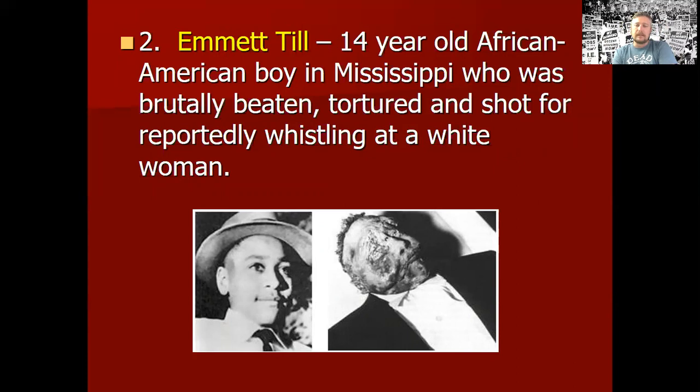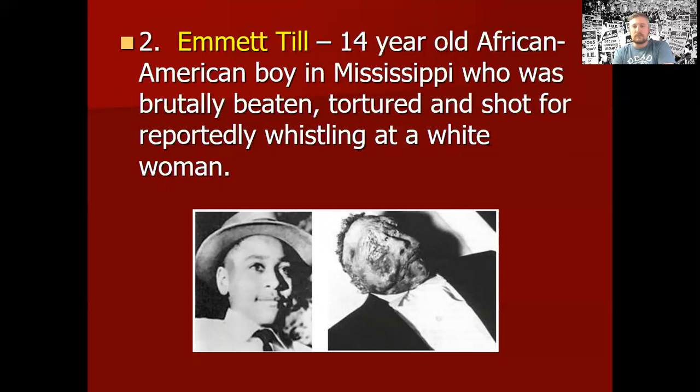They eventually did end up killing him, shooting him in the head after brutally torturing him. And they threw his body into the river with a gin fan tied around his neck to drag him to the bottom. His body would be recovered weeks later, and sadly, as you can see there, extremely bloated, disfigured, absolutely tragic. Emmett Till's body was shipped back home to Chicago.